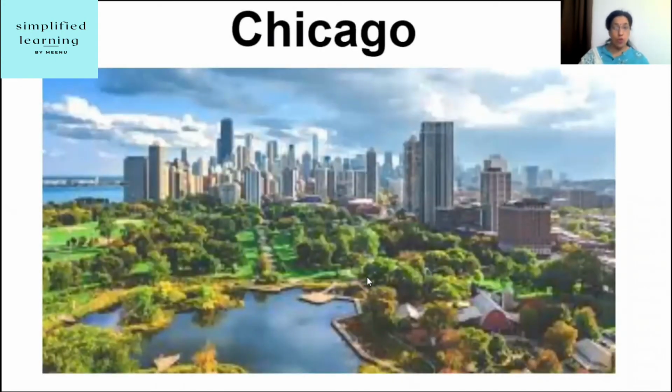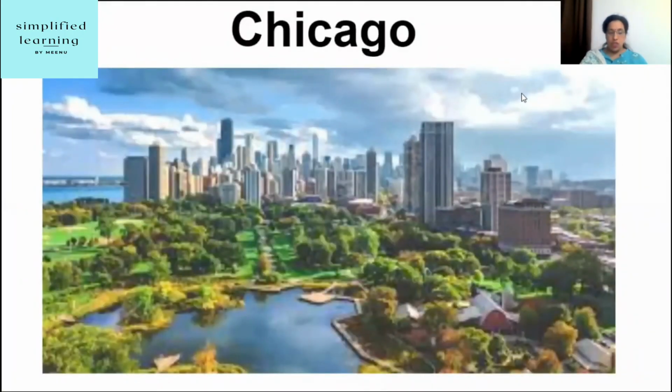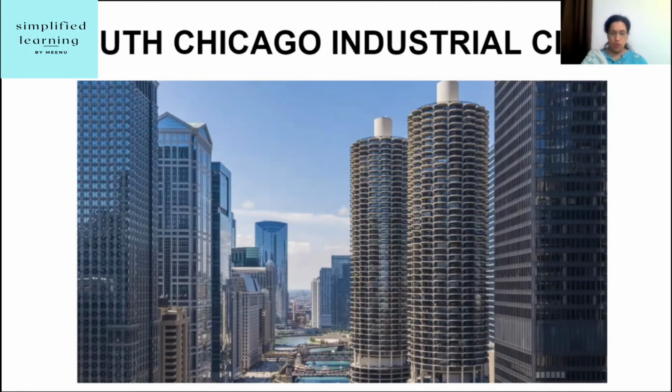Now, after exploring New York, let's move to Chicago. Chicago on Lake Michigan is among the largest cities in the US, famed for its bold architecture. Chicago has a skyline punctuated by skyscrapers such as the iconic John Hancock Center, Willis Tower, and the neo-Gothic Tribune Tower. The city is also renowned for its museums, including the Art Institute of Chicago with its noted Impressionist and Post-Impressionist works.